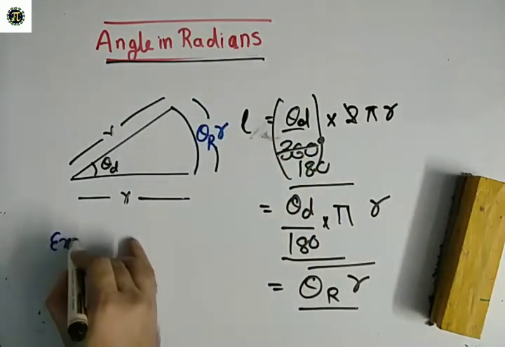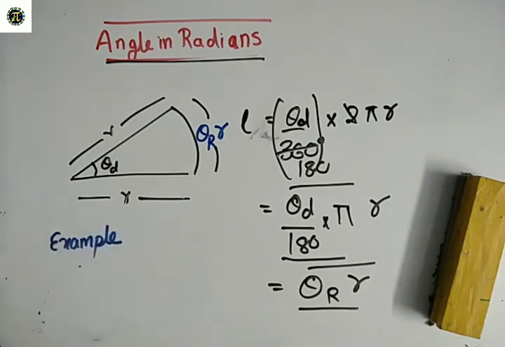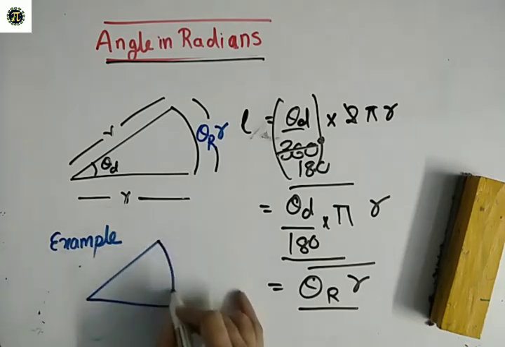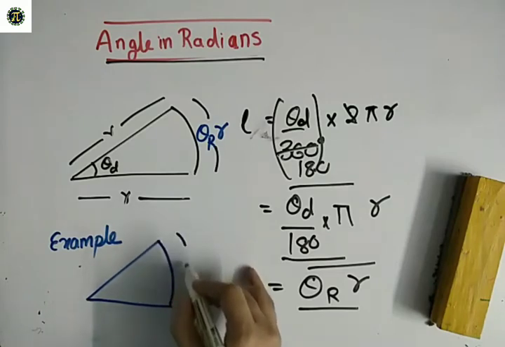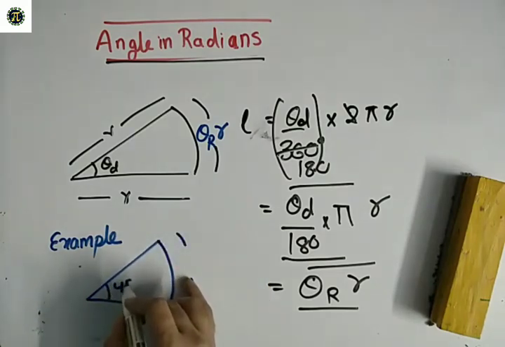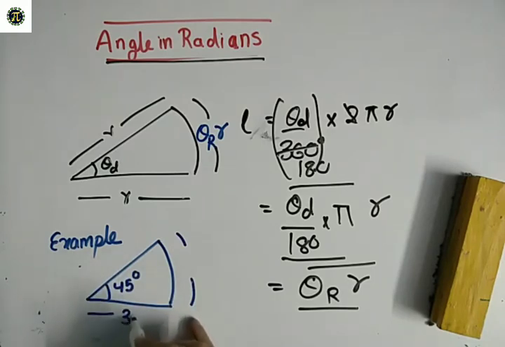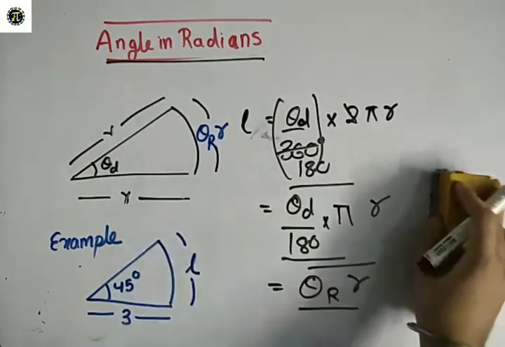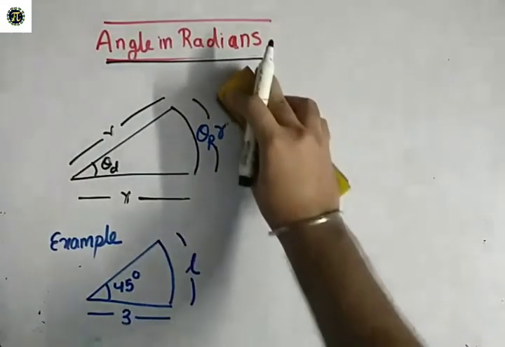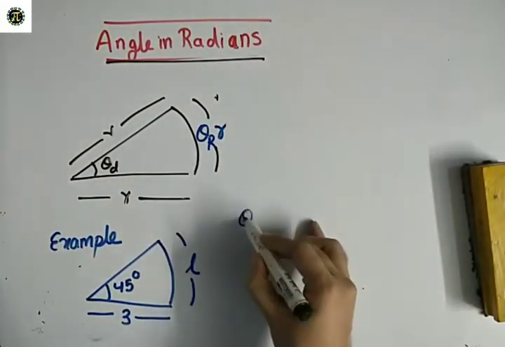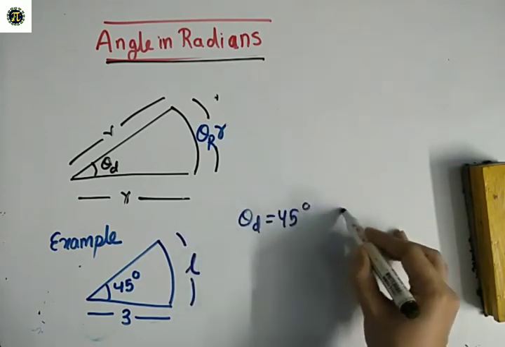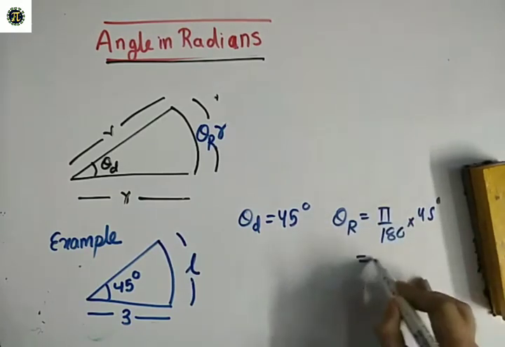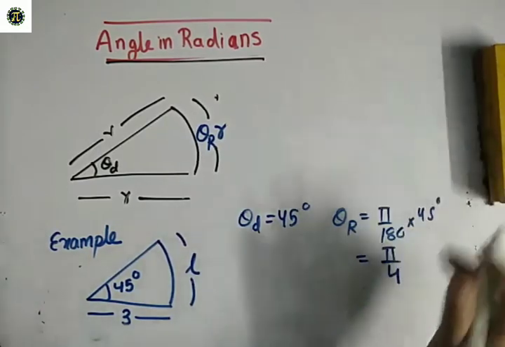So for example, if I say find the length of this arc, where this is 45 degrees and this side is 3 units. You can use the long formula from class 10th, but I will use the short formula that we just wrote down now: theta in radians into r. So theta in degrees we have as 45 degrees. So theta in radians will be pi by 180 into 45, and that is equal to pi by 4. We all remember 45 degrees was pi by 4.